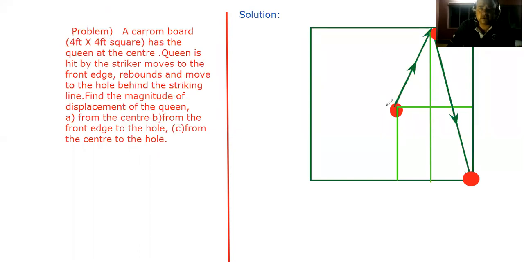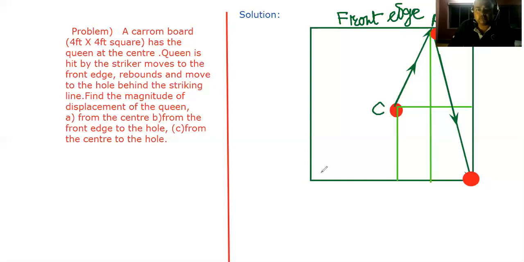Let me discuss this problem with you. Let us consider the queen placed at the center. So this is our center. Now the queen is being hit, and this I will refer to as the front edge of the carrom board. As the queen is hit, it strikes this point. Let me name this point as point P. It strikes over here, and from there it rebounds and moves to this hole.